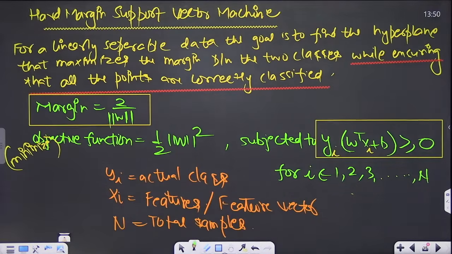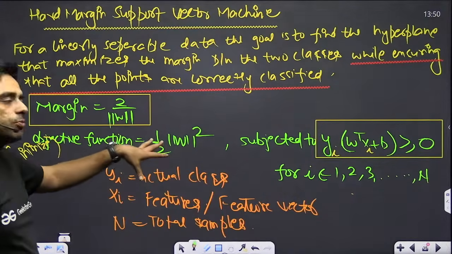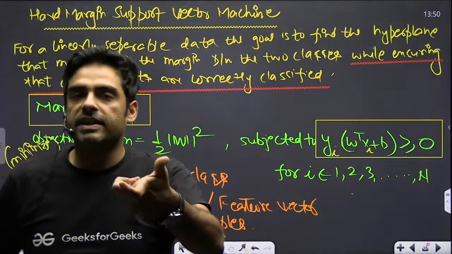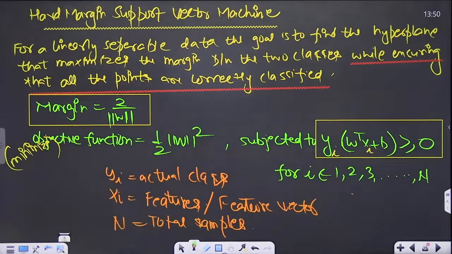I'll wait for a minute, just write it. Objective function is the cost function, no? Like what was the cost function in case of linear regression? That was MSE. Similarly here the objective function is half of norm of weight vector squared. So this you have to actually memorize. ये आपको याद ही रखना पड़ेगा. There is no other way of memorizing it.